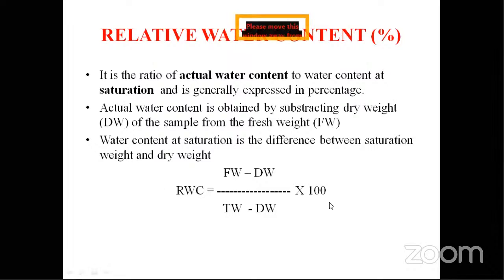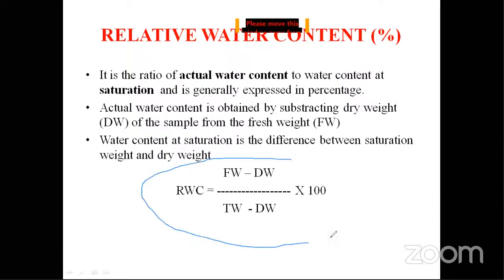Next one is relative water content. Last year they asked this formula, the relative water content formula: fresh weight minus dry weight, divided by turgid weight minus dry weight, into 100. It is the ratio of actual water content to water content at saturation. It is generally expressed in percentage. The actual water content is obtained by subtracting dry weight of the sample from fresh weight, and water content at saturation is the difference between saturation weight and dry weight. You should remember this formula of relative water content.